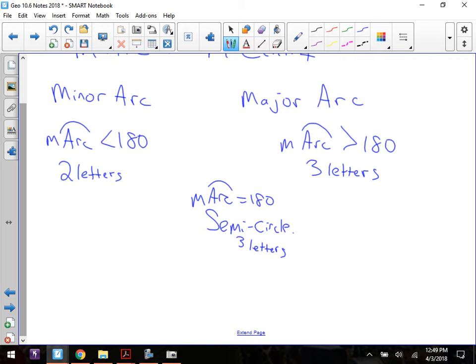For either one, the measure of the arc for a minor arc is going to be less than 180. For a major arc, the measure of that arc is more than 180. And if it equals 180, it's a semicircle. There's no other way to write an arc. I can write AC or RK.